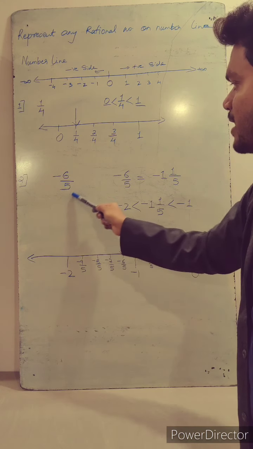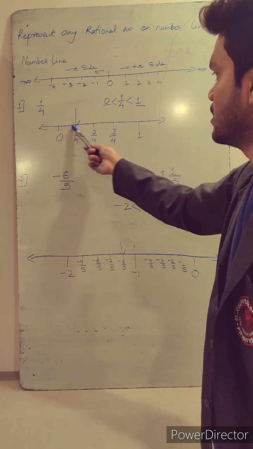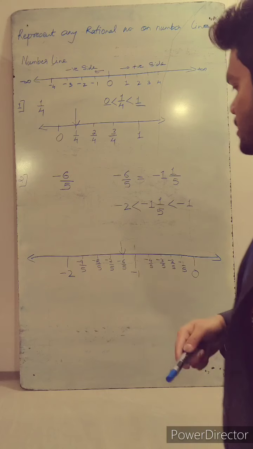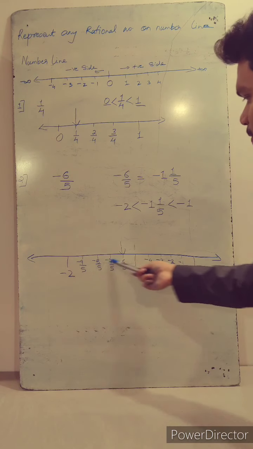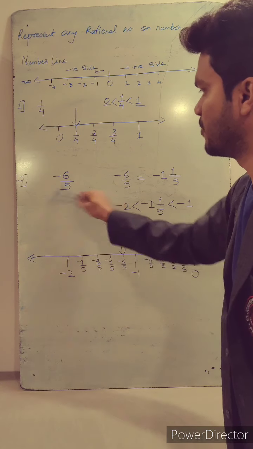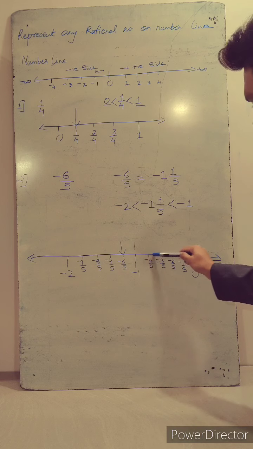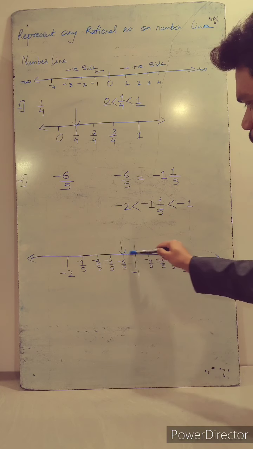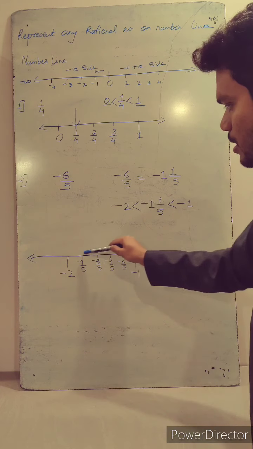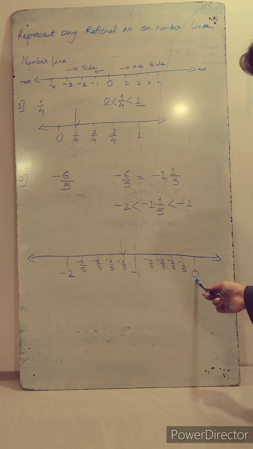Now the denominator is 5. Like the denominator in first question was 4, so we have divided the segment into 4 parts. So similarly in this we have 2 segments and each segment will be divided now into 5 parts. 1, 2, 3, 4 and 5. Similarly 1, 2, 3, 4 and 5. Numbering will start with 0.